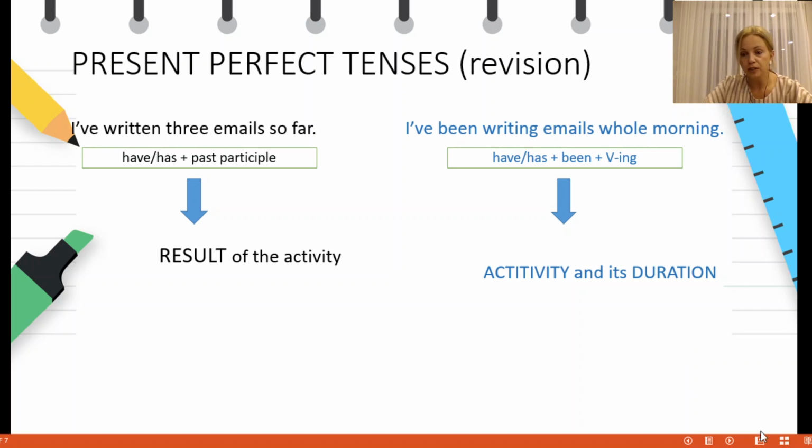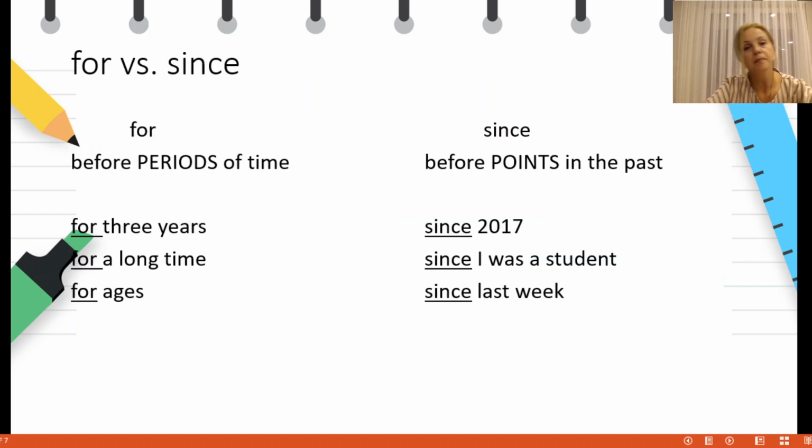I would like to draw your attention to the use of some words together with the perfect tenses. Okay, those are for and since. You can pause this video, have a look at them, and just refresh your memory about when we use for, before periods of time, and when we use since, before points in the past. Have a look at these examples.